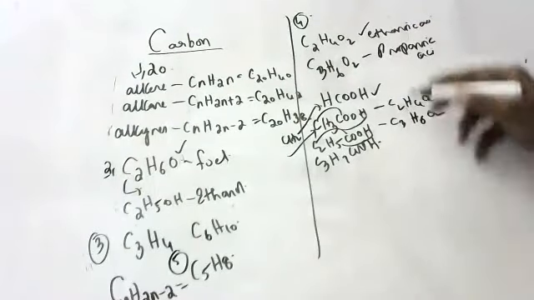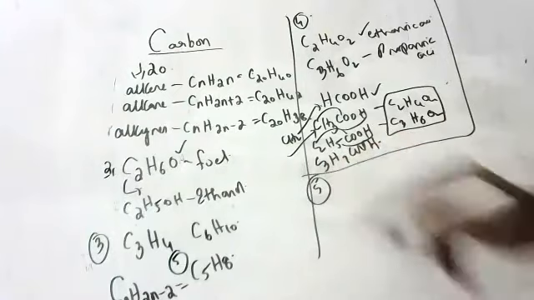Okay, children. These are empirical formulas. You should not write like this, children. Just to confuse us, they will give like that. You should not write empirical formula for the question.